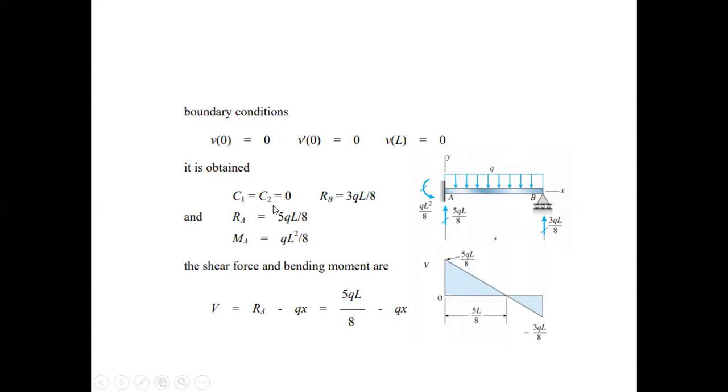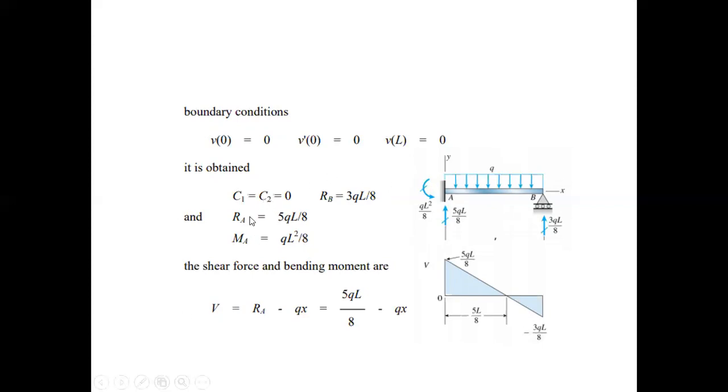Then by putting this value in that equation, the value of RB comes out to be 3QL by 8. The value of RA comes out to be 5QL by 8. The value of MA comes out to be QL square by 8. So these are the final reaction and moment values that we were concerned with. We knew neither RA nor RB nor MA, so we have finally calculated these things.